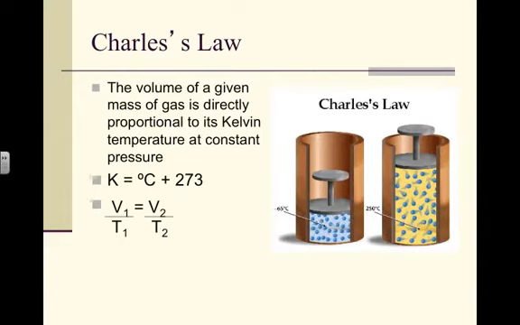We also have Charles's law. Basically, the idea here is we have a direct correlation between volume and temperature, assuming pressure and the amount of gas is constant, where V1 over T1 equals V2 over T2. One important thing to note is that your temperatures in gas laws always need to be in kelvins, and to convert to kelvins, remember you take the degrees Celsius and you add 273 to it.